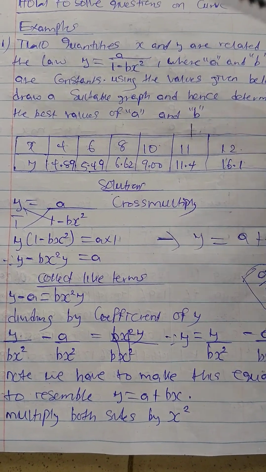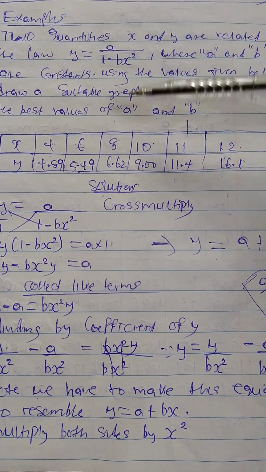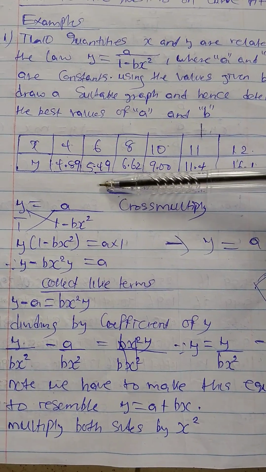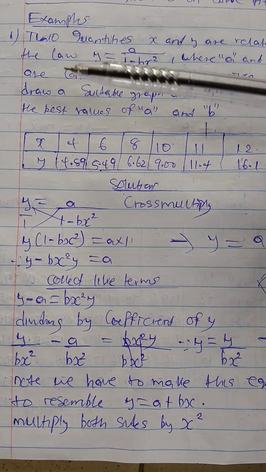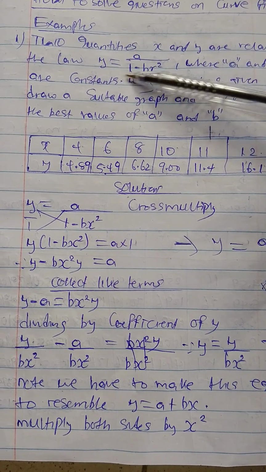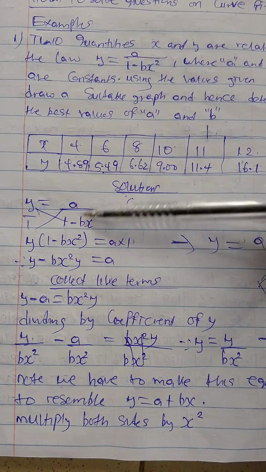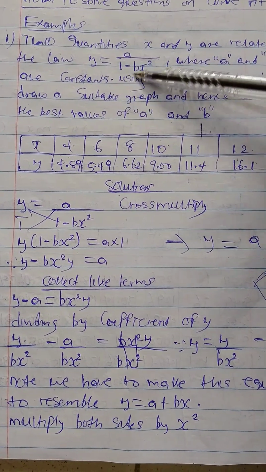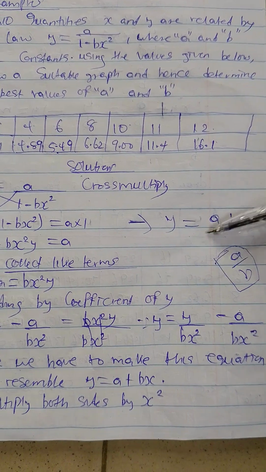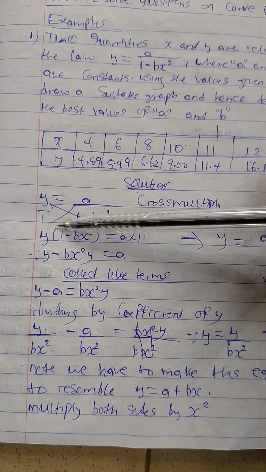But if you insist you want to draw a graph, it's fine. But I'm saying that it's not a must that you draw a graph. You can still solve it manually, and you still get your correct answer. Therefore, since the question given to us is y equals a over 1 minus b squared, we have to make this equation resemble y equals mx plus c. So that becomes y equals a over 1 minus b squared.